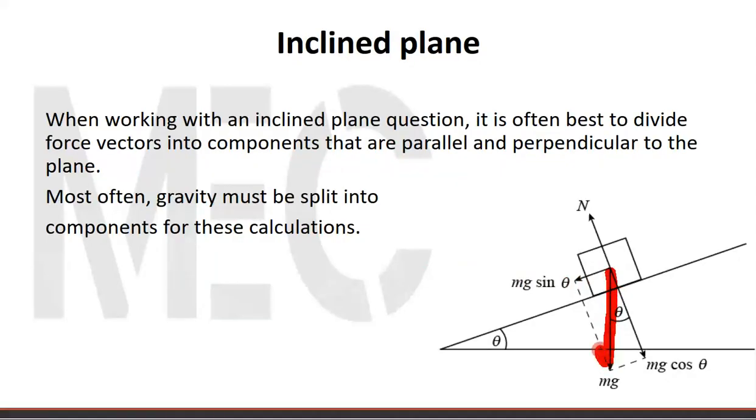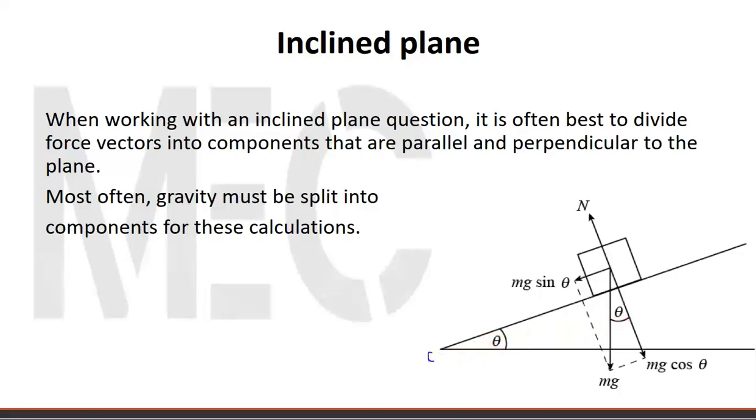vector of force, a weight vector, mg, and we have a normal force N here. Now, this weight force is decomposed into its components along the path and perpendicular to the path. But how do we know that if this is theta, this is theta? How do we know? Let me tell you in a bit of geometry why it is the case.